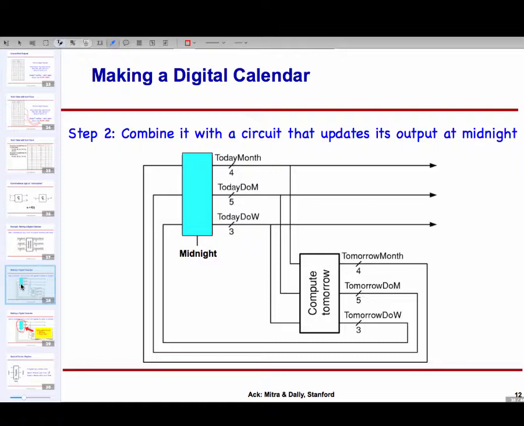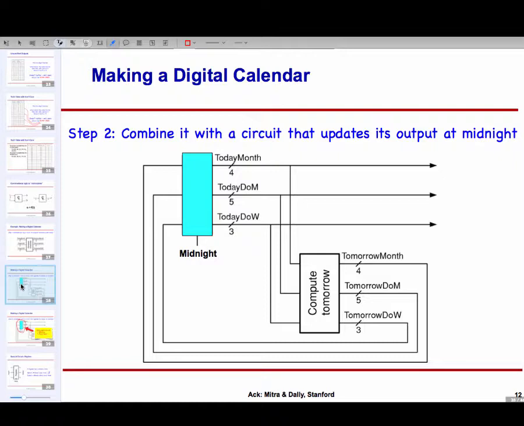After that, we are back to square one. The new value which appeared on the output of the special circuit goes through compute tomorrow, I get a value of tomorrow, and it sits there for almost 24 hours until the next midnight, when the copying happens again. So this thing is not behaving like our combinational logic at all. It is active only when midnight happens, and otherwise it is not.